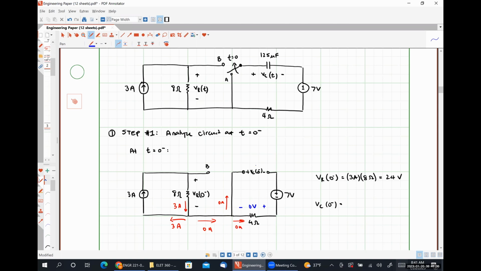So if we do KVL around this right-hand loop, we're going to have VC plus 7 volts is equal to 0. And from that, VC must be equal to -7 volts. Does that seem reasonable to everybody? Any questions about the circuit analysis that was used?